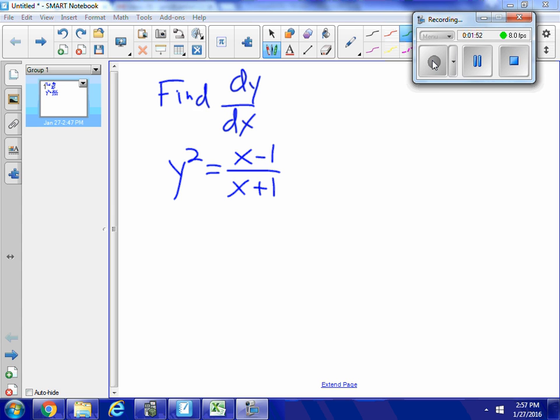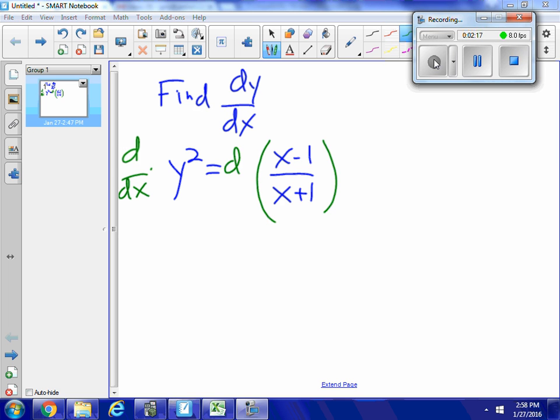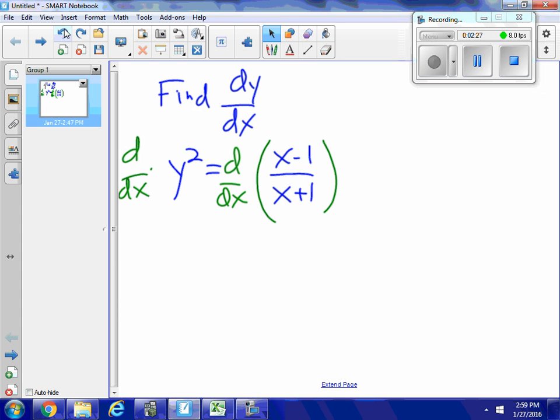So I'm going to take a derivative of each side of this equation. It's just like doing any kind of operation on an equation. If you do it to one side, you've got to do it to the other side. So I'm going to take the derivative with respect to x of that, and the derivative with respect to x of that. Now, the right-hand side is going to be pretty straightforward. The left-hand side is where implicit differentiation is going to come into play. So let's do the left-hand side first.